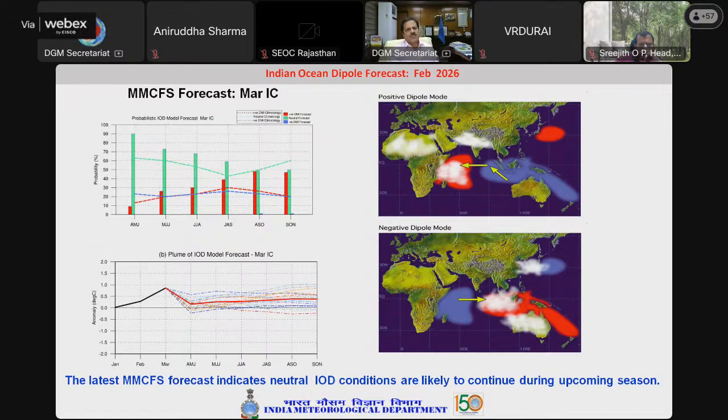Now this is the Monsoon Mission Climate Forecast System regarding the Indian Ocean dipole. It is also suggesting that neutral conditions are prevailing, and neutral conditions will continue till the middle of the monsoon months, middle of the monsoon season.